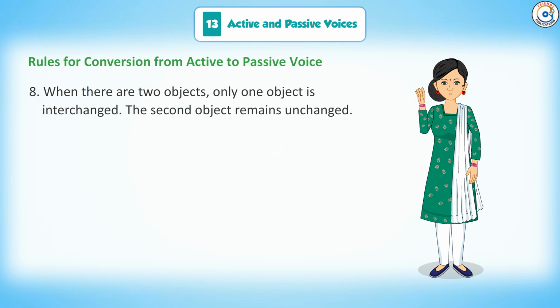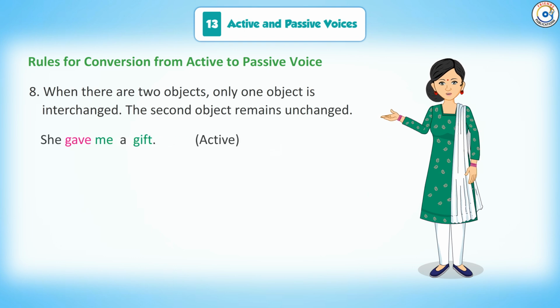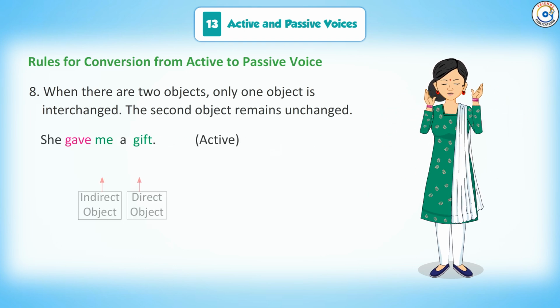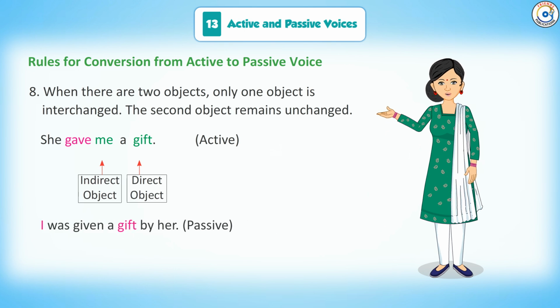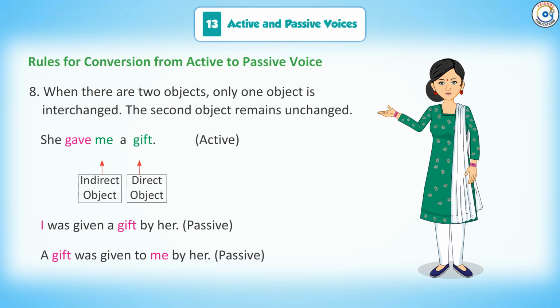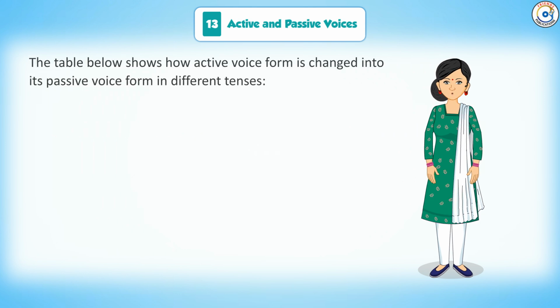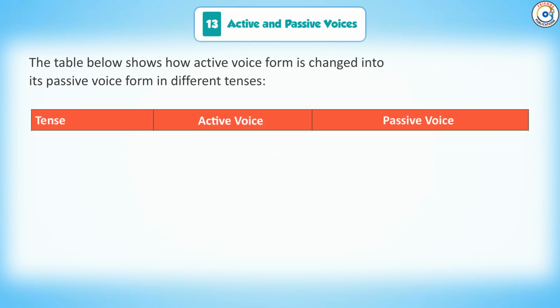8. When there are two objects, only one object is interchanged. The second object remains unchanged. She gave me a gift. Active. Indirect object, direct object. I was given a gift by her. Passive. A gift was given to me by her. Passive. The table below shows how active voice form is changed into its passive voice form in different tenses.